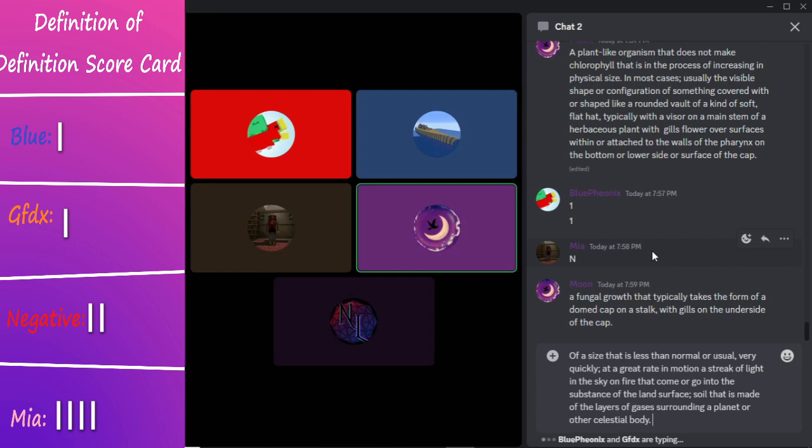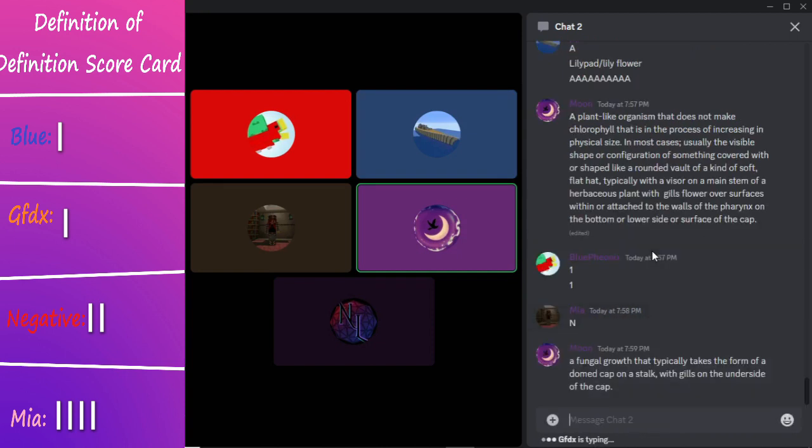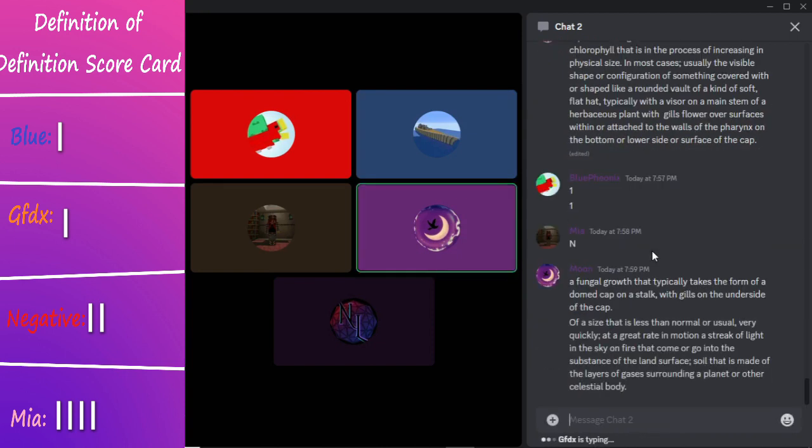So you three prepare yourselves for war. The definition is: of a size that is less than normal or usual; very quickly, at a great rate; in motion, a streak of light in the sky on fire that comes or goes into the substance of the land surface, soil; that is made of the layers of gases surrounding a planet or other celestial body. This one's, in my opinion, easier, but we'll see if you guys can get it. I'll give you a moment to think about it. You can make your guess in 3, 2, 1, go!